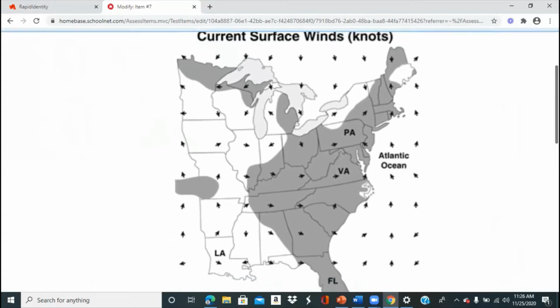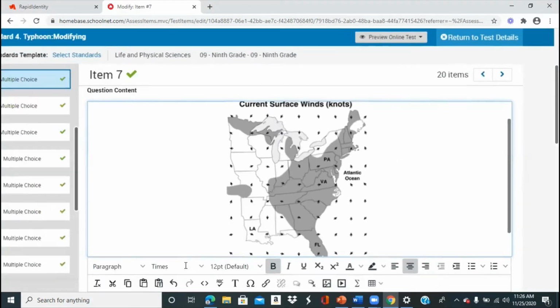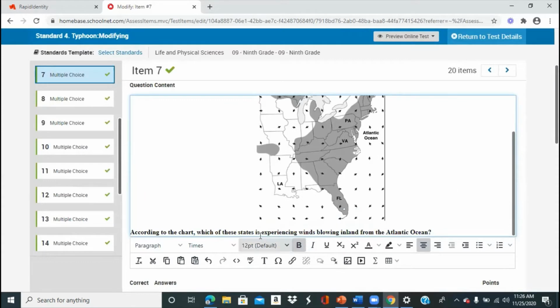So let's try to study. You only have Pennsylvania, Virginia, Florida, and Las Vegas. When the question asks you to identify the state or a particular location in the US which will experience wind blowing inland from the Atlantic Ocean, those are very important parts of the question. The wind should come from the Atlantic Ocean and move towards the land. So which state is showing that kind of description?